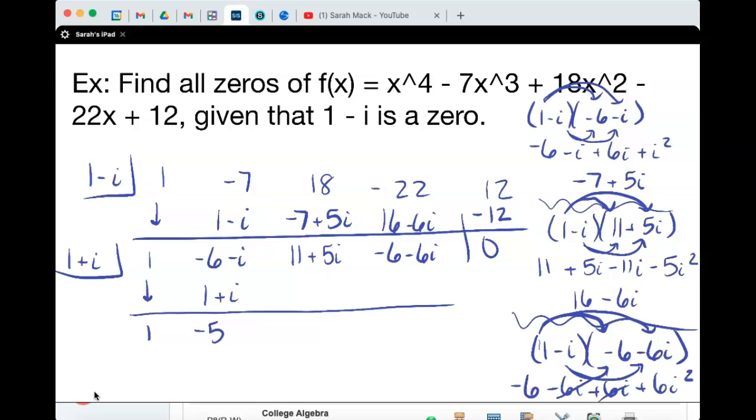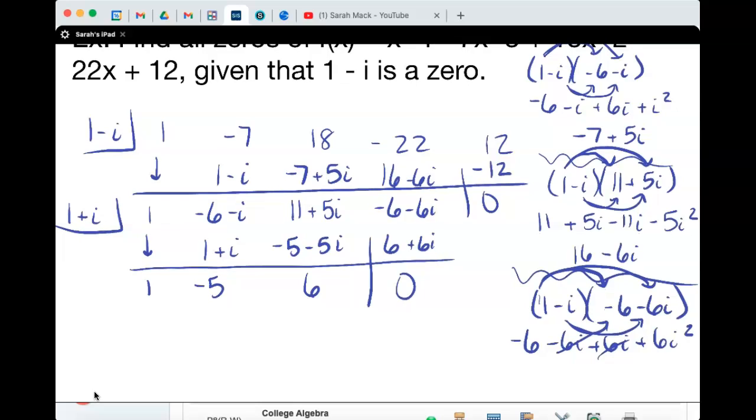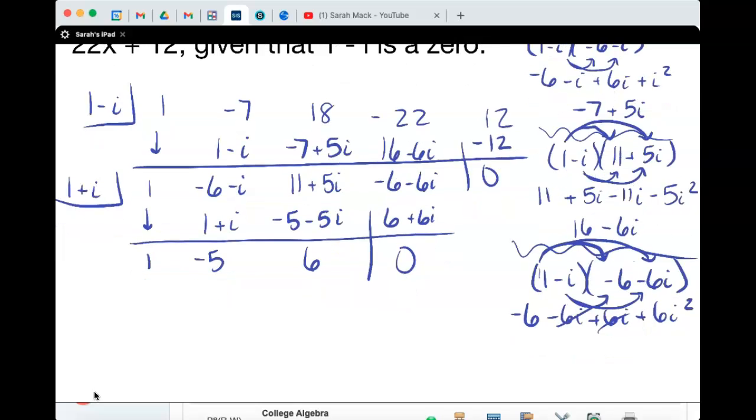Multiply it again. And I'm not going to show it out, you just multiply negative 5 times 1 plus i. So you get negative 5 minus 5i. Same thing, my i's cancel. And I just get 6. So multiply again. 6 plus 6i. And they cancel, and my remainder is 0. So I know for sure 1 plus i is also a zero, because my remainder is 0.